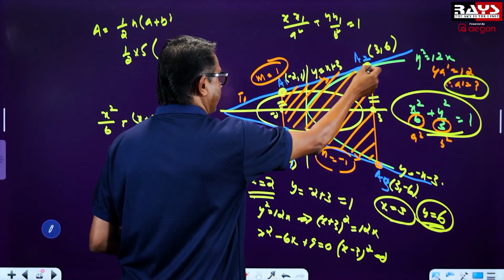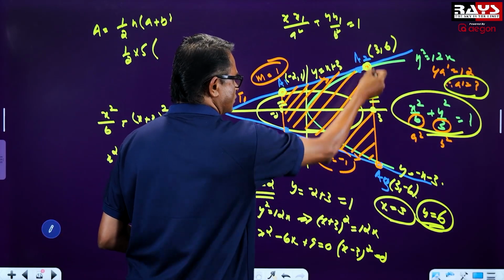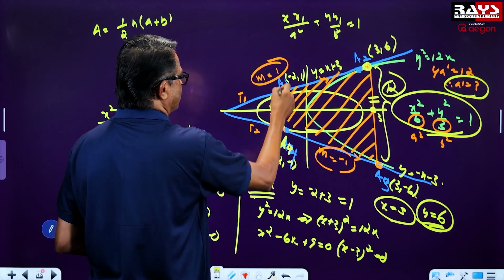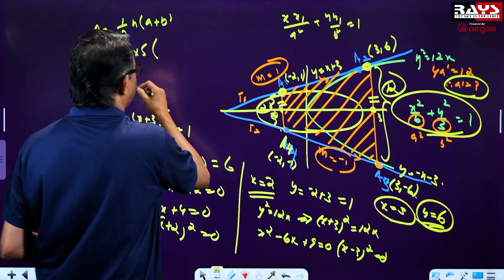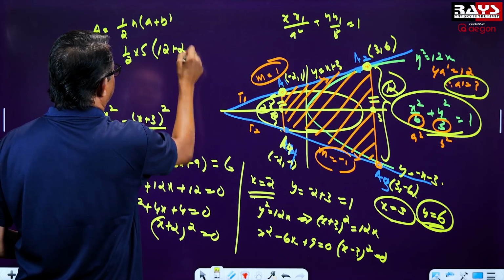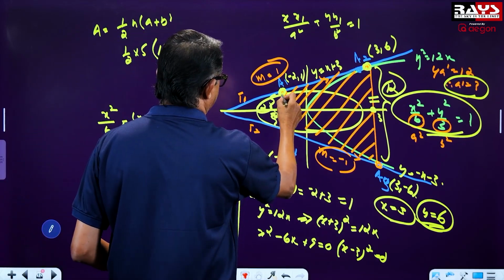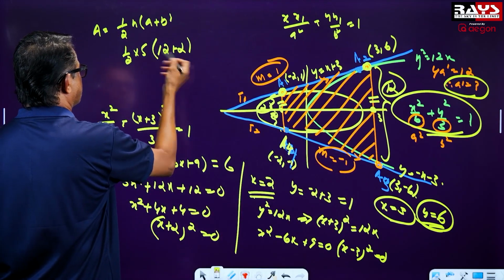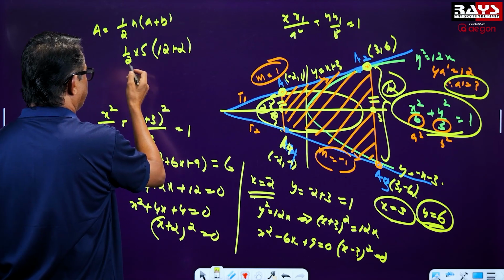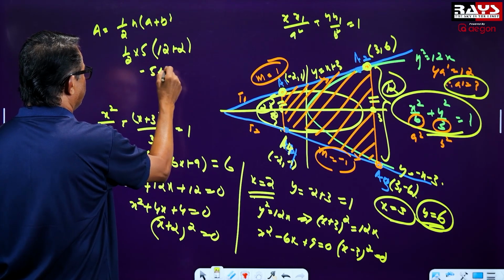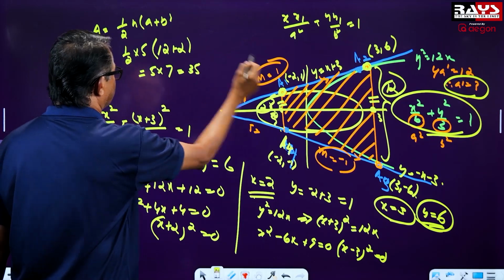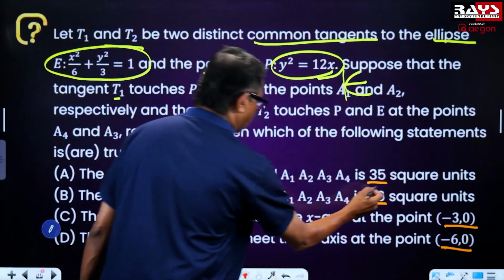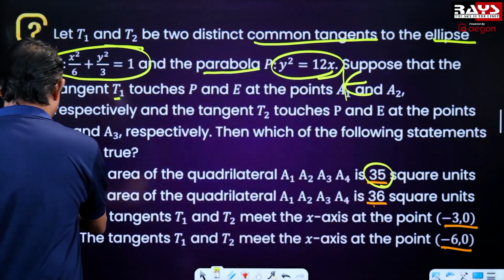What is the height of one side? This is 6 and this is 6, so the total height is 12. And this other side is plus 1 and minus 1, so this is 2. So that is 12 plus 2, that is 14. 14 by 2 is 7. So 5 into 7 is equal to 35. So the area of the quadrilateral is 35. So option A is true.